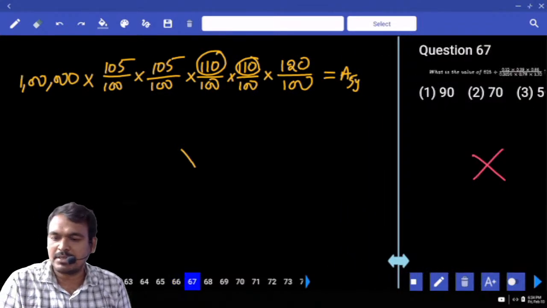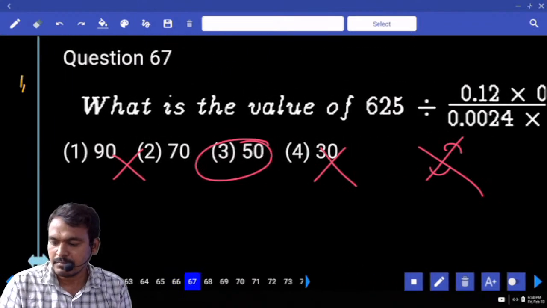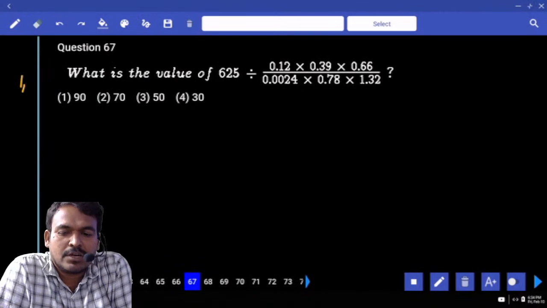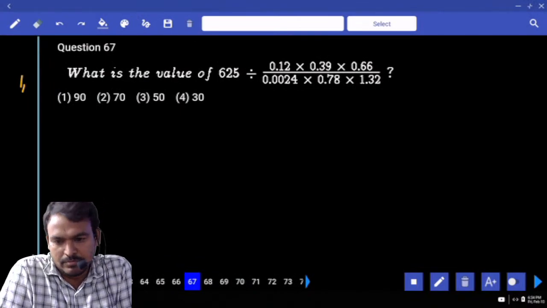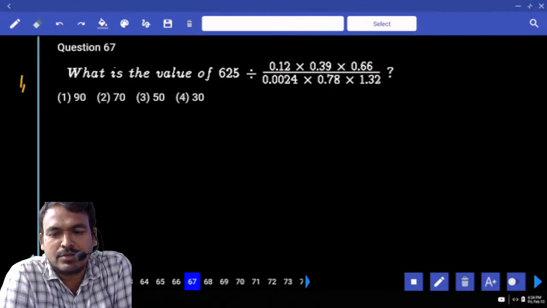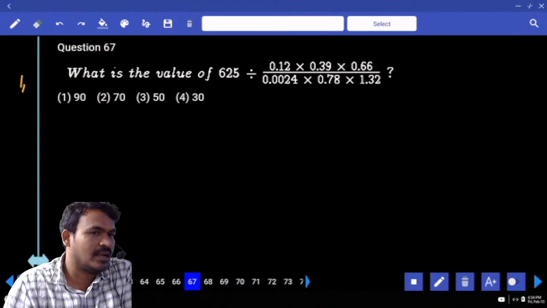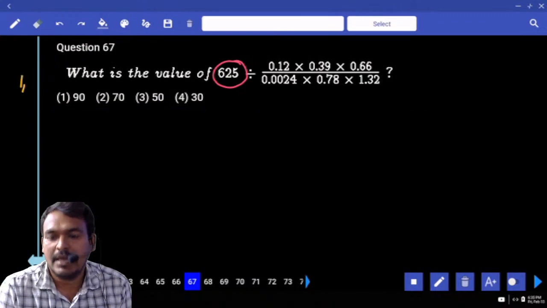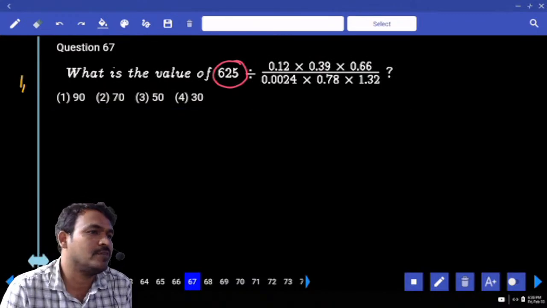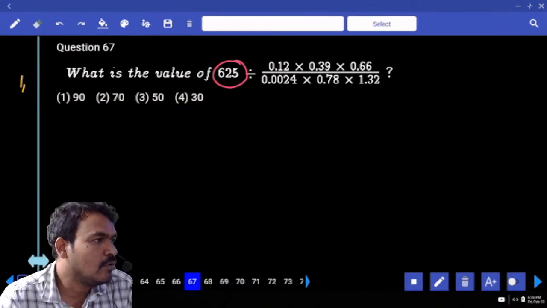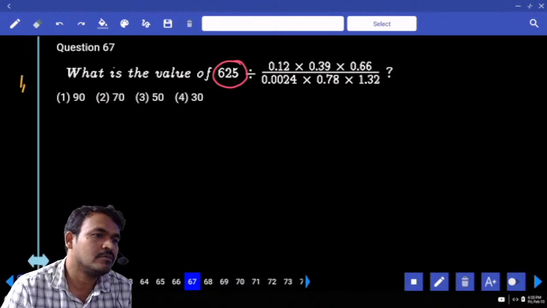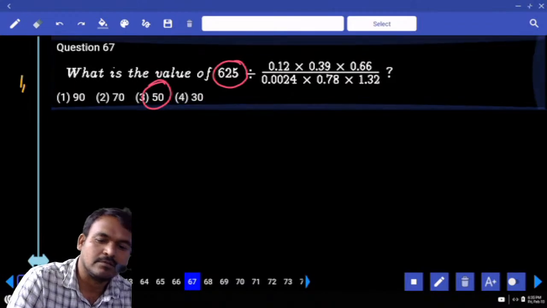Next question number 67. What is the value of 625 divided by 0.12 into 0.39 into 0.6, so on the denominator? 625, it is 25 multiple. Any cancellations in denominator with 25 multiples? No. An answer must be 25 multiple, or not? How many options? Only one. That is the answer.